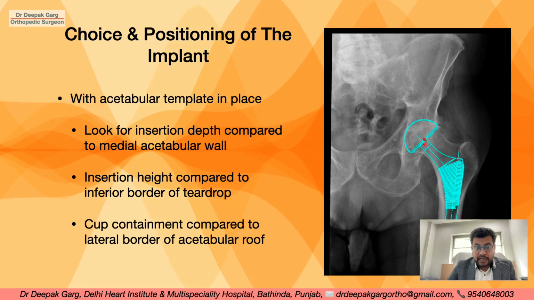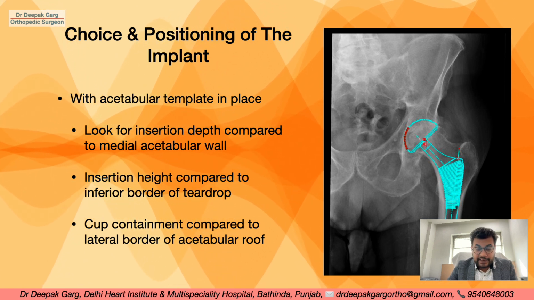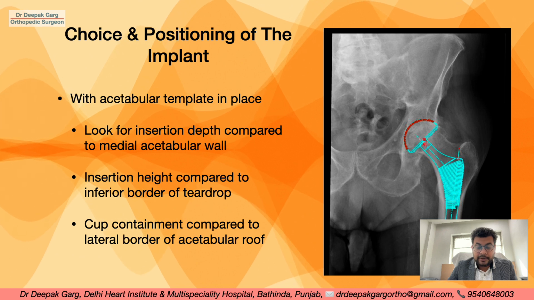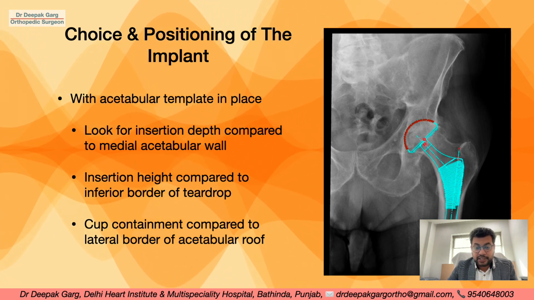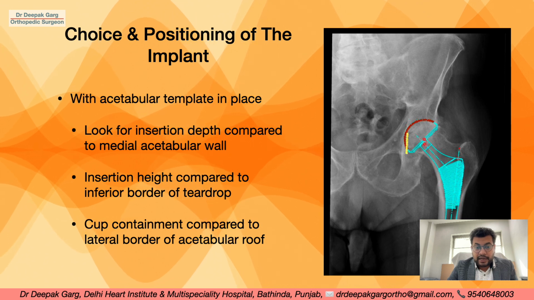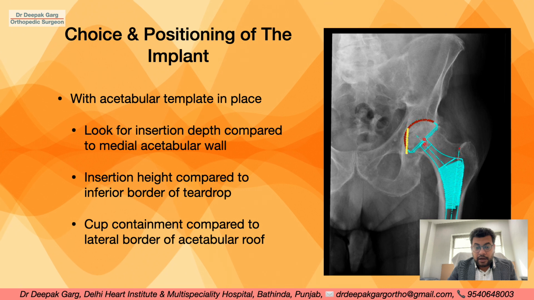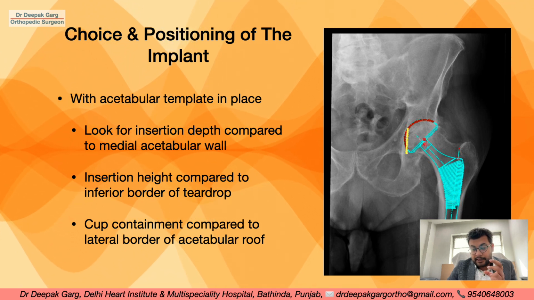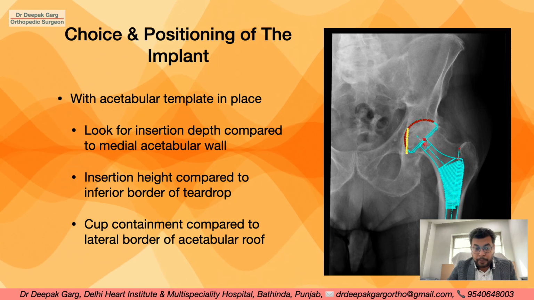Now there are three main things. One is the depth of the component. We need to see that it fits properly on the medial wall, so this will calculate the depth of the component. Then we need to look at the height from the teardrop. This will give us an idea, intraoperatively, of where we should put the component properly.